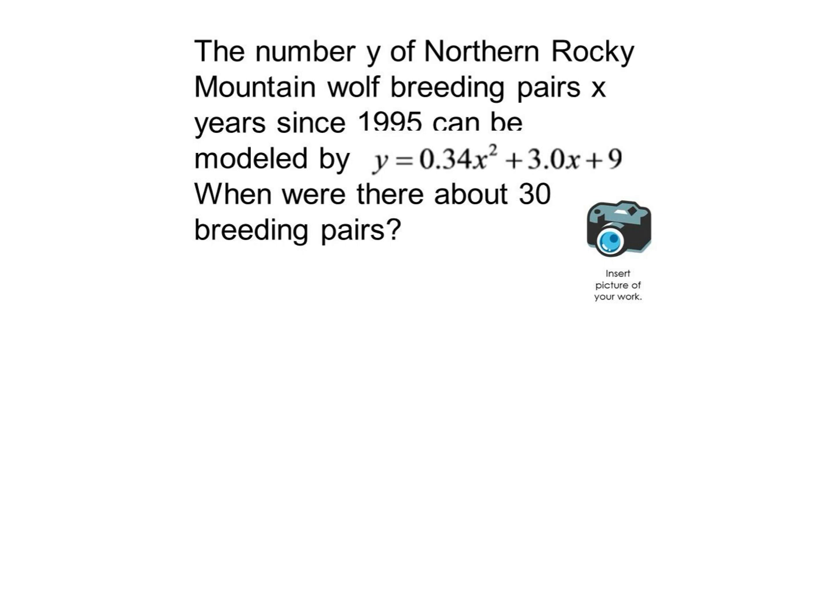Okay, so we read the whole thing. We understand what our variables are for. Y is the number of breeding pairs. X is the number of years. They want to know when, so they want you to find X when there are 30 breeding pairs. So that means 30 is my Y because that's my number of breeding pairs. So I just substitute 30 into this equation.